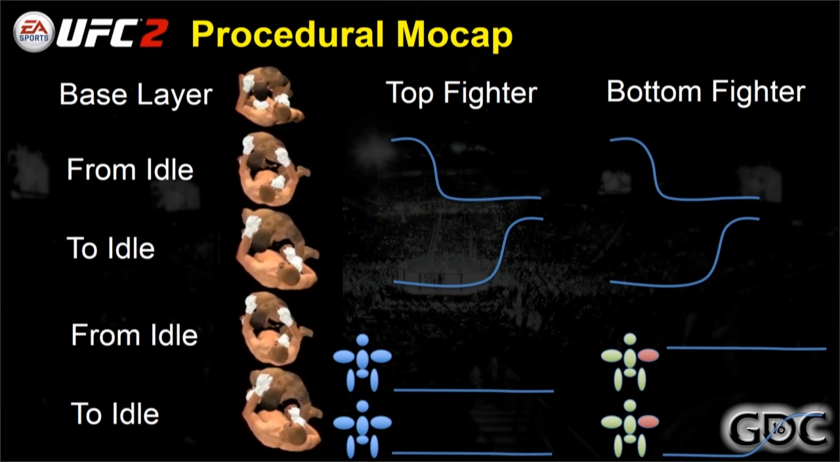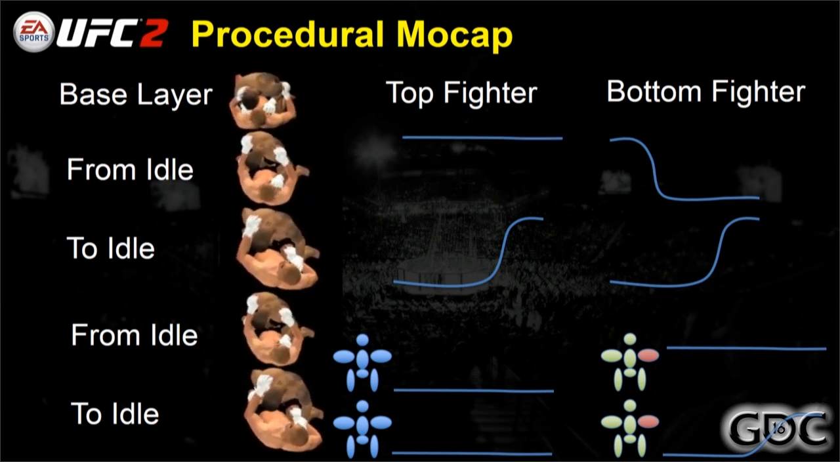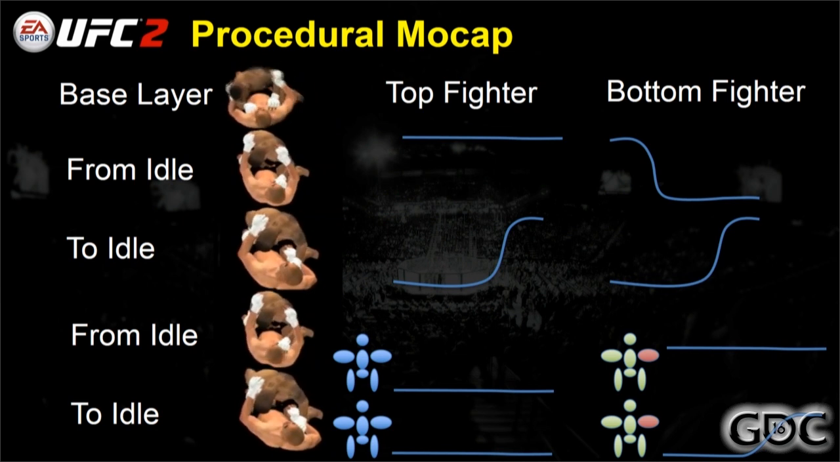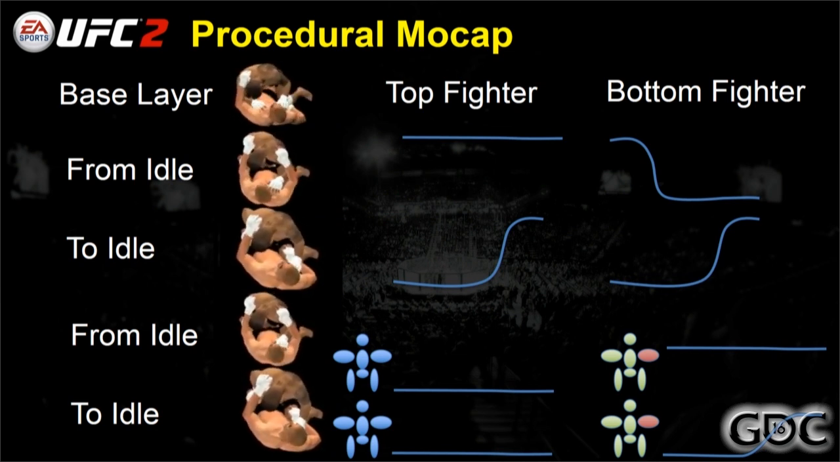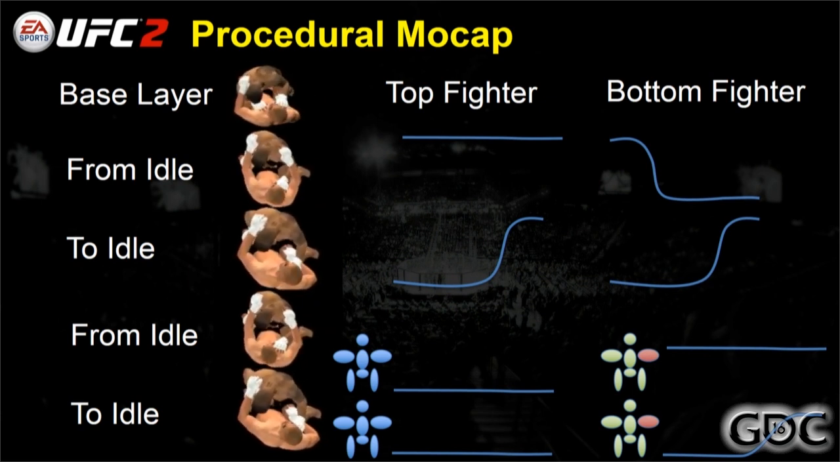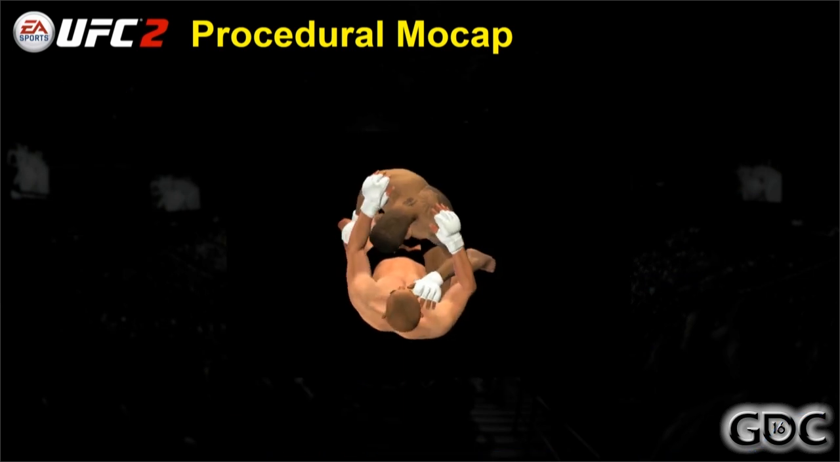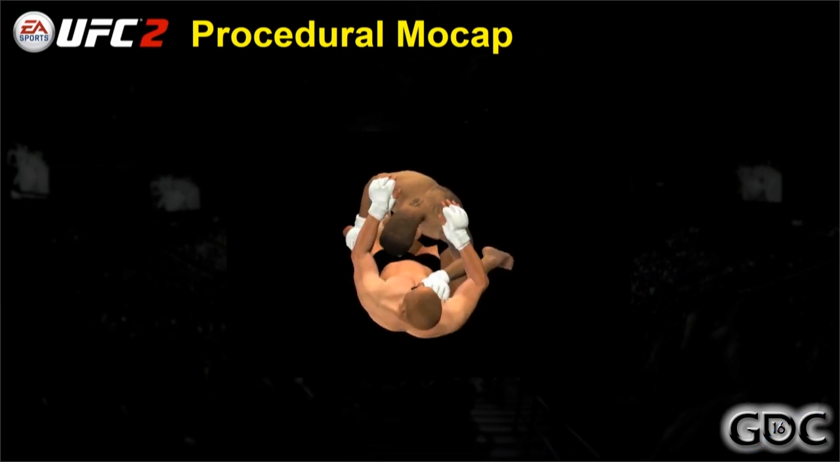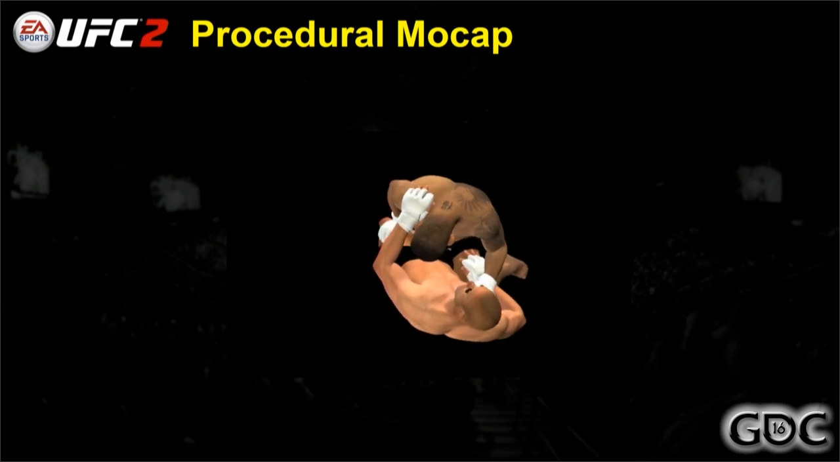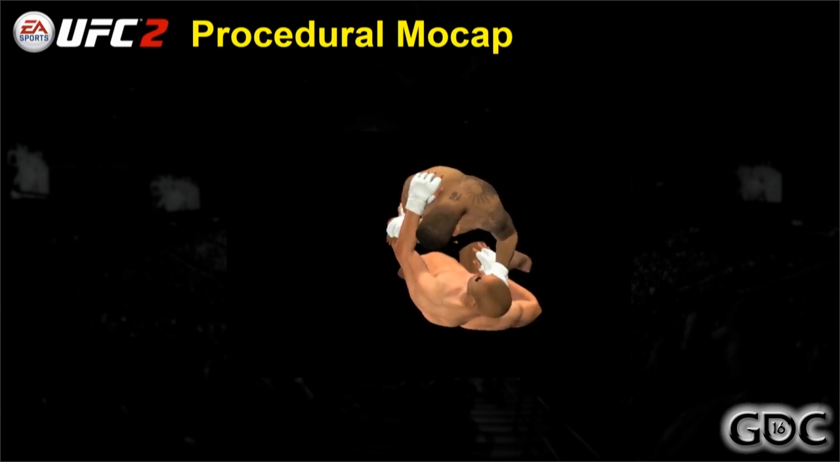And then similarly for the top fighter, I just do a crossfade from the source idle to the destination idle because he's not doing anything interesting with his body. There are subtle changes in the idle, but we just do a crossfade there. And this is the result that we get when we do that kind of layering. Hey, that looks good. I can work with that. This got me really excited. I think we've solved the problem.